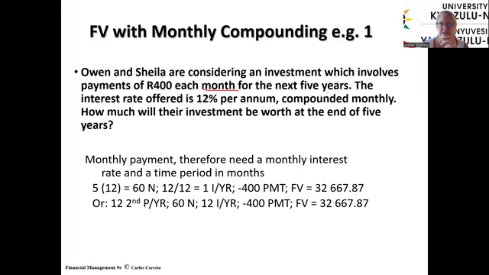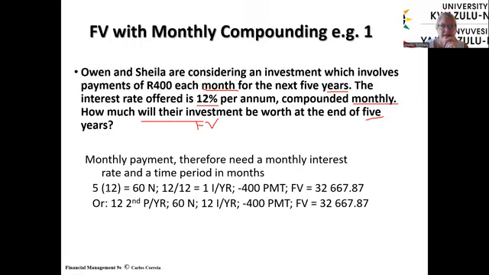Now we've got to convert these 5 years into months. So 5 times 12 is 60. The interest rate offered is 12% per annum, compounded monthly, which is great. And what will the investment be worth at the end of 5 years? So we're looking for a future value.